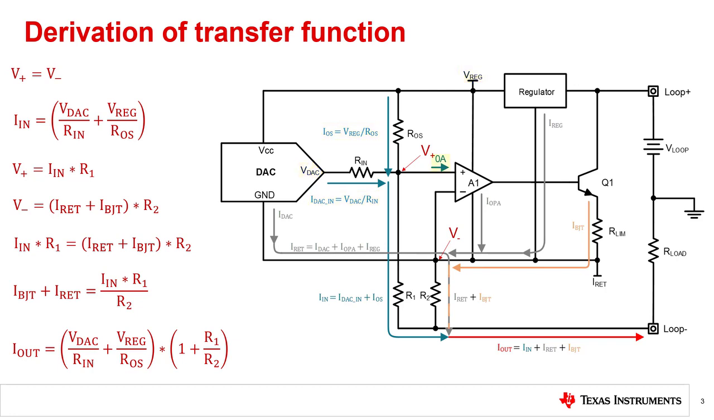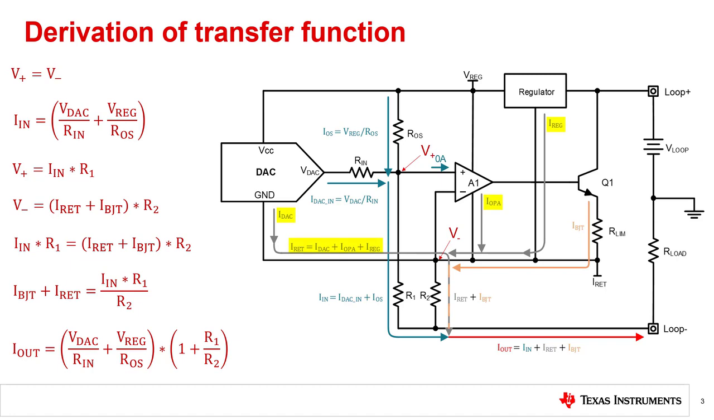We can assume no current goes into the op-amp, and therefore the current through R1 is IN, the sum of the input current from the DAC and the offset current. The voltage drop across R1 and R2 must be equal in order to set V plus and V minus to the same voltage. The op-amp will control the BJT to produce the remaining required output current.